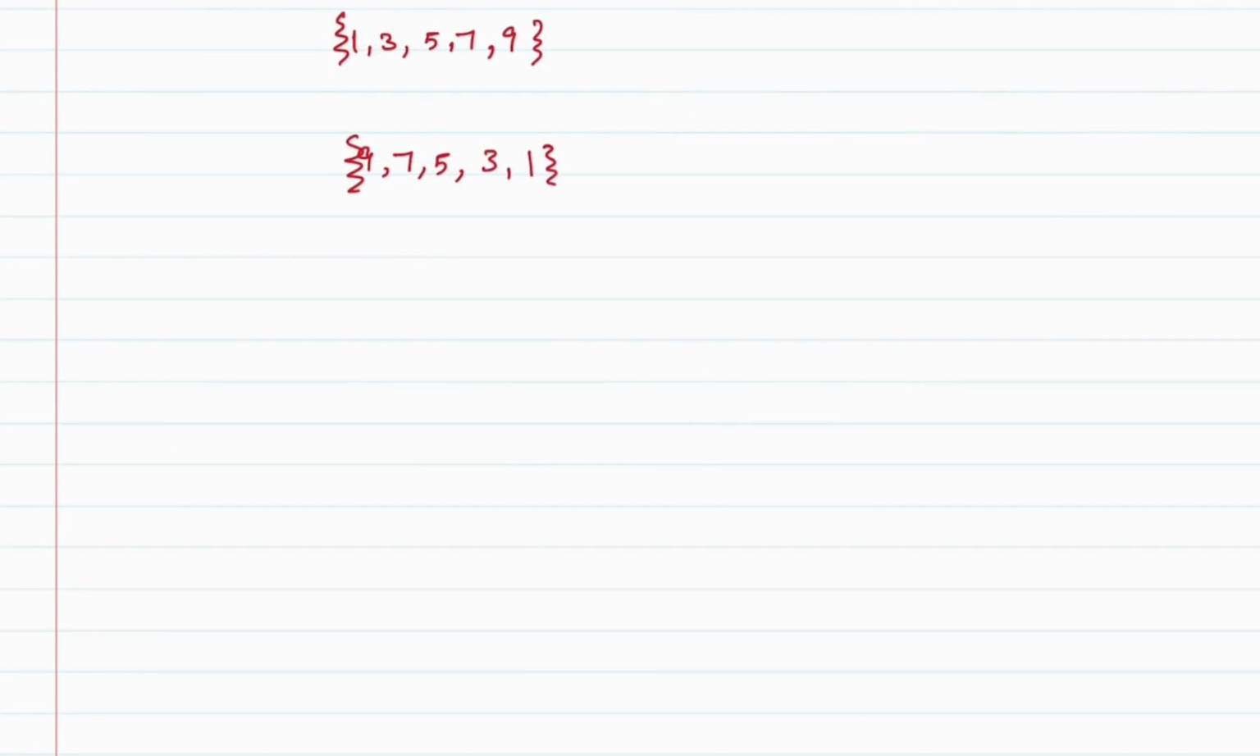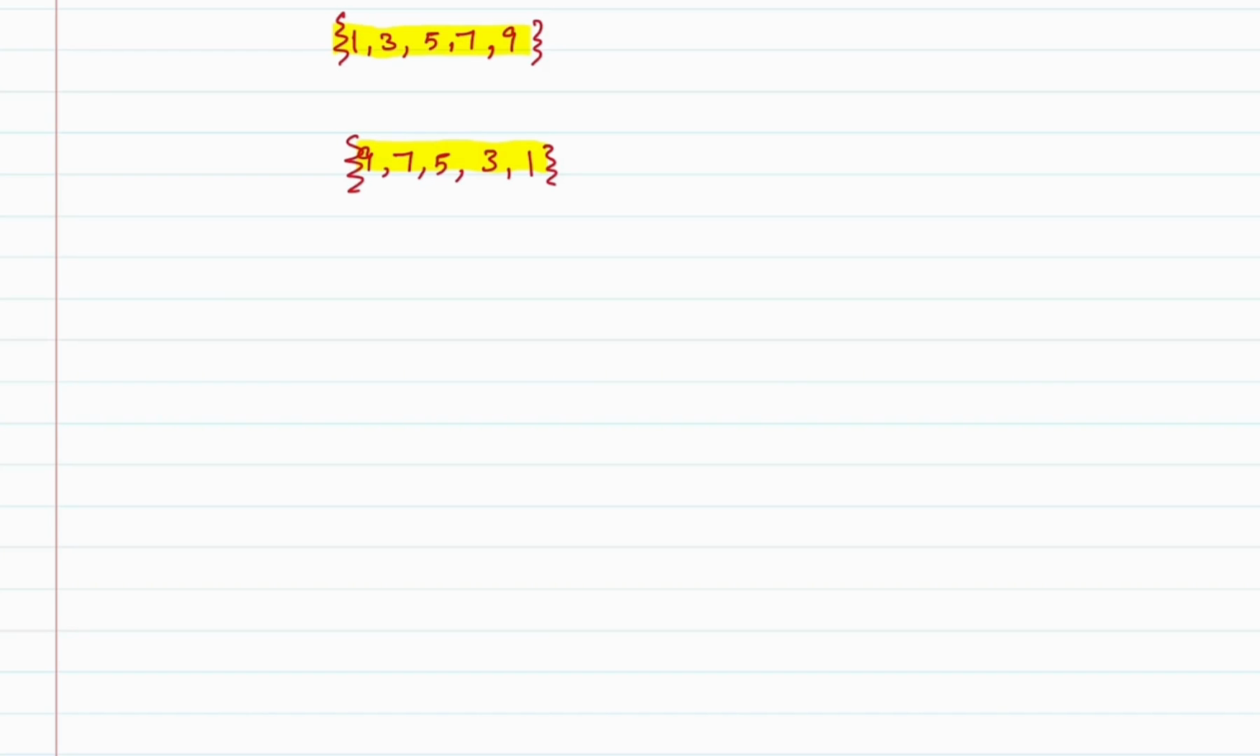Now let's have a look at some examples of sequences. Here you can see there are two sets, and in both sets the elements are 1, 3, 5, 7, 9, but here they are in descending order. So the elements are the same, and we can say that both are the same sets.